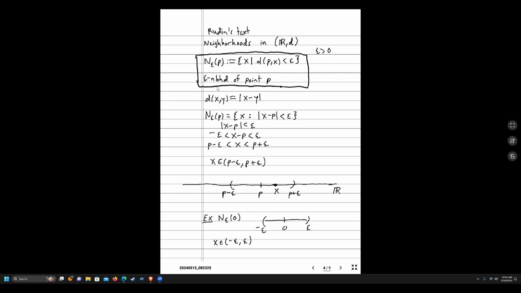Again, we've been using the distance function in the reals to be the absolute value of the difference between 2 points. So an epsilon neighborhood of some point p would be the set of x such that the absolute value of x minus p is less than epsilon. What I did here was translate what this means, and this is just properties of absolute value with inequalities.